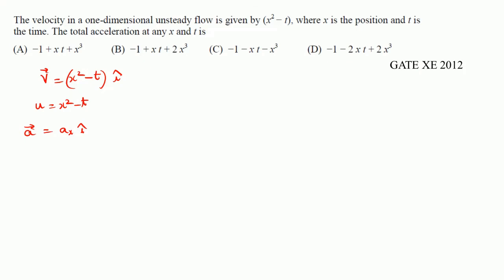So now this ax, in one dimension unsteady, can be written as dou u by dou t plus u into dou u by dou x. Now what is dou u by dou t? It is minus 1. U is x square minus t, and dou u by dou x is 2x. So the answer we get is minus 1 minus 2xt plus 2x cube. So the answer is D.